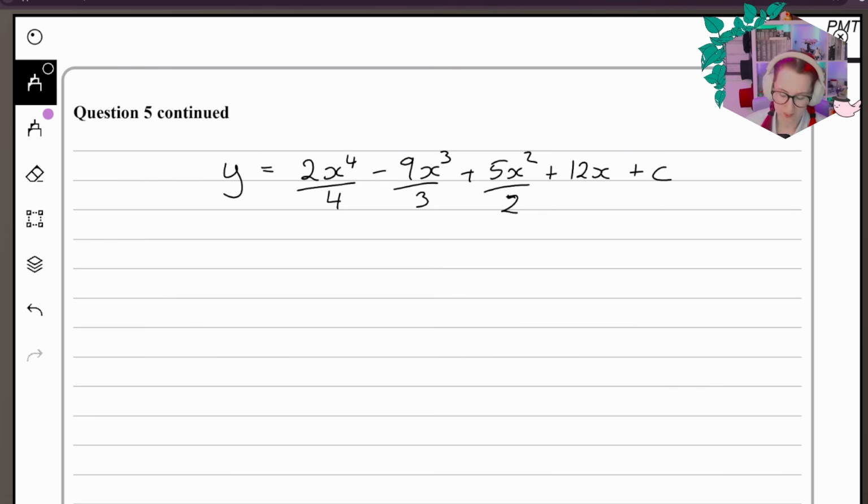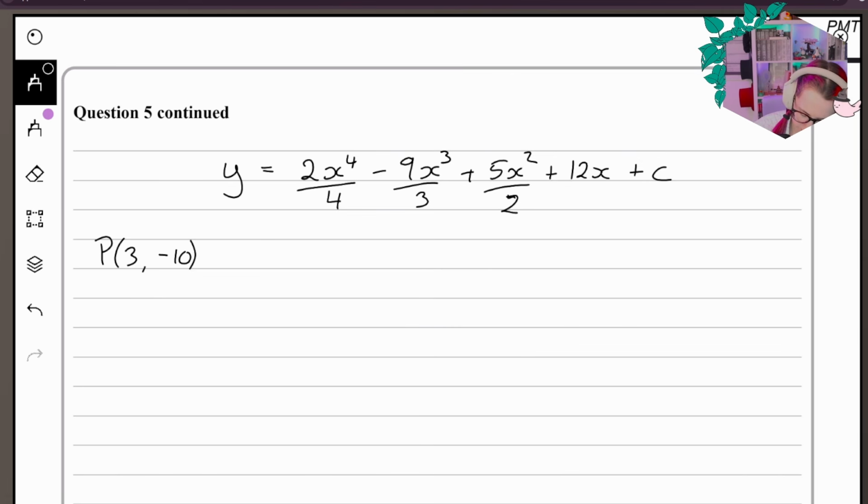So if y is now equal to this, we can't do anything with that because we don't know what the value of c is. But we know that we have the point (3, -10). Okay, so we can plug in values of x and y.